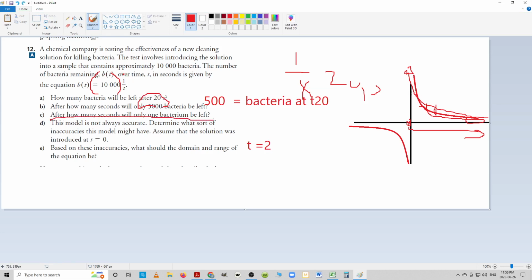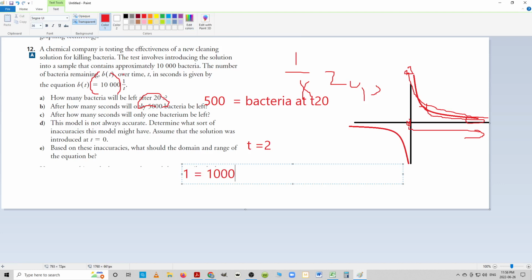After how many seconds will only 1 bacteria be left? So that's the same thing. You do 1 is equal to 10,000 times 1 over t. Multiply both sides by t. Cancels that on the right. When time is 10,000 seconds, there will be 1 bacteria.